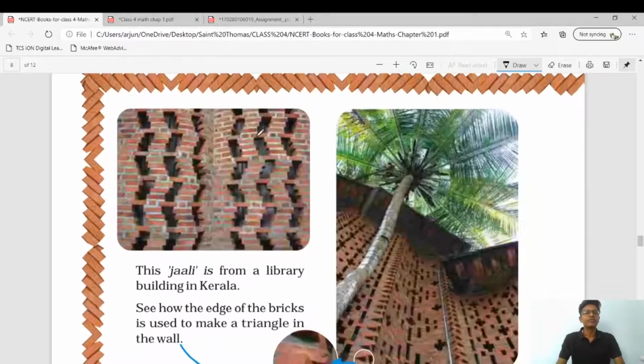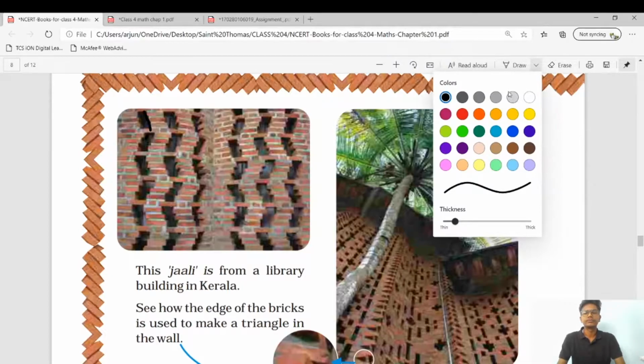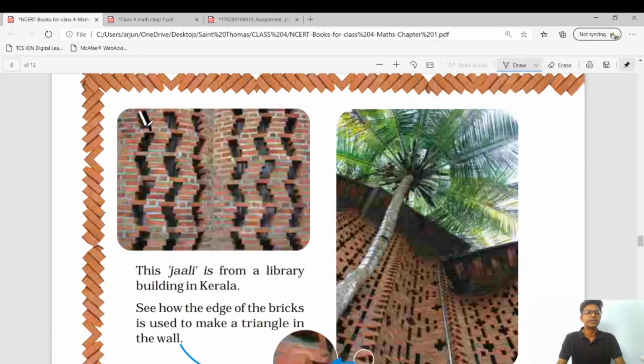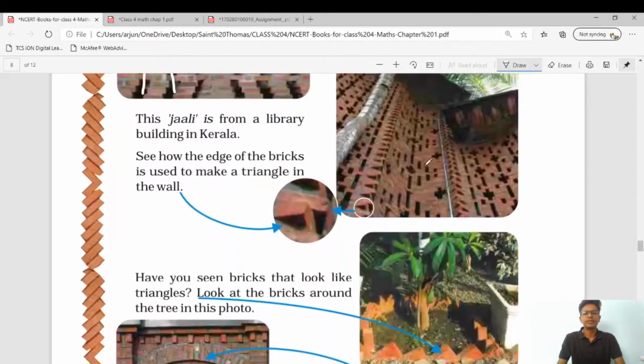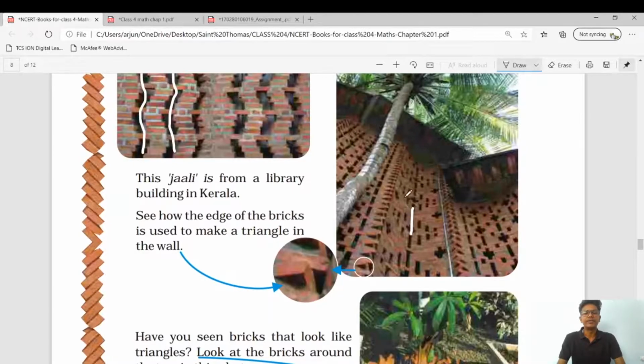Yes, moving further with the Jali. This Jali is from a library building in Kerala. You can see this Jali. Let me show you. Yes, here. You can see these Jali patterns here. Here you can see the gap in the wall, which is called a Jali.